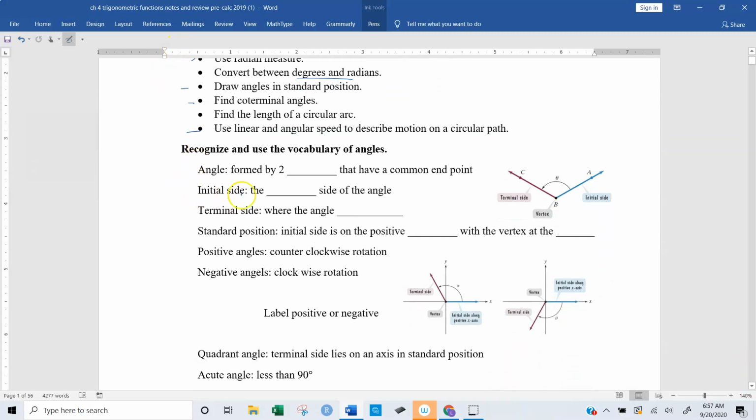Okay, an angle formed by two rays that have a common endpoint. So this is rays. Should learn that from your geometry course. So this is a ray because you have one point and it goes on forever in a direction. The initial side is the start side of the angle. Terminal side is where the angle ends. Standard position, the initial side is on the positive x-axis with the vertex at the origin.